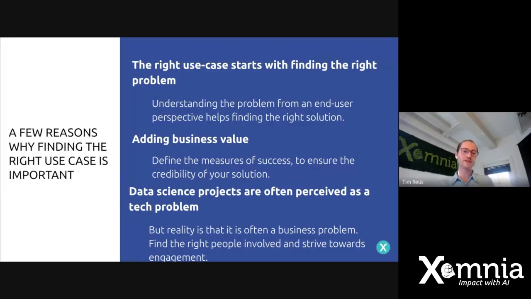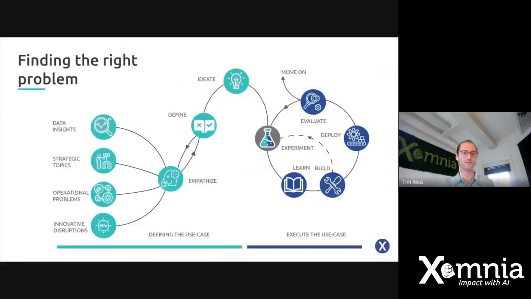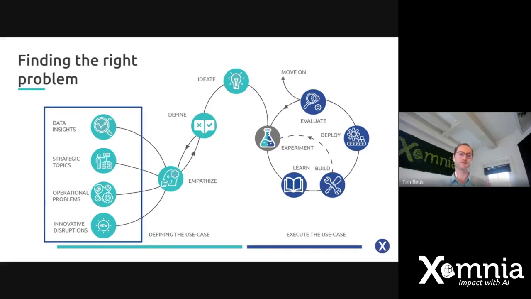So I hope these 3 reasons are quite clear to you, but I would like to specify them a bit more. So this graph actually shows how we usually work with a Xomnia project, right? And I'm not going to go into the entire details because that is not something that is very applicable to this specific webinar, but I would like to focus on the first 4 points.